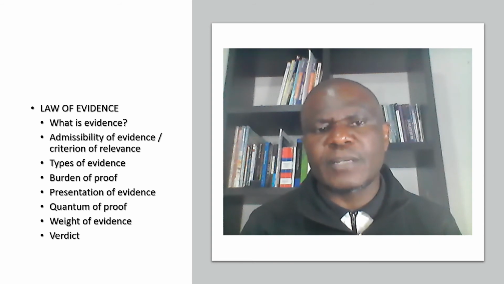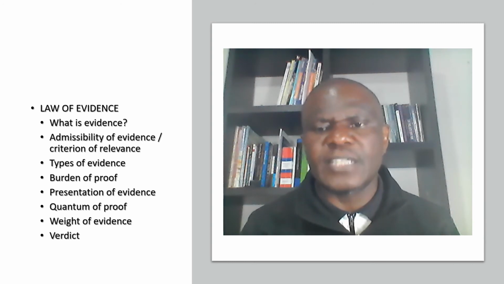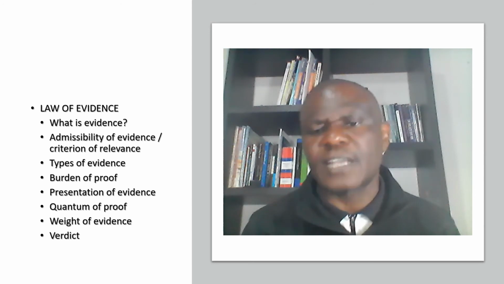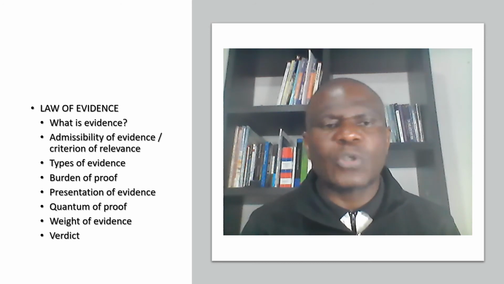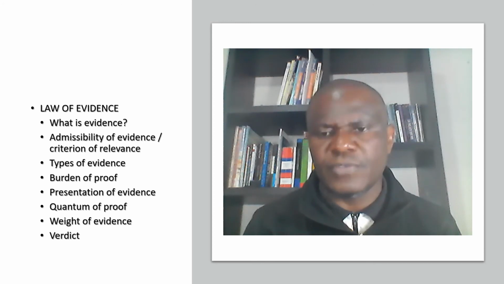Of course, we've spoken about the quantum of proof, how much proof is required in order to overturn the burden or the onus. That is to shift the onus from one party to the other. So all those rules to do with the analysis and the weight attached to evidence, whether it's cogent evidence or not, right up to the point where the court reaches the verdict on the basis of the analysis of the evidence presented.